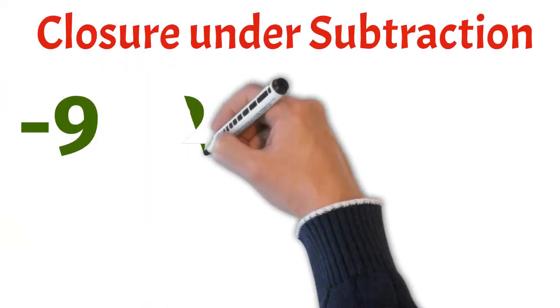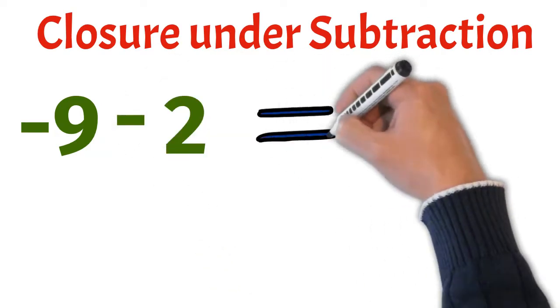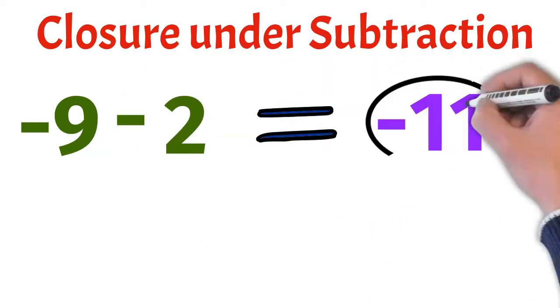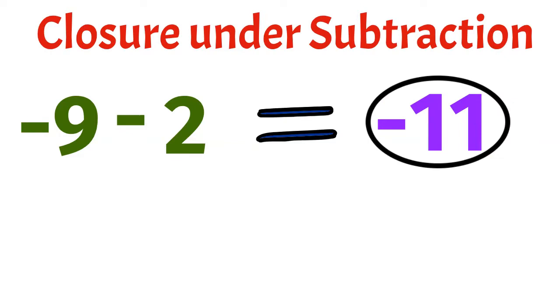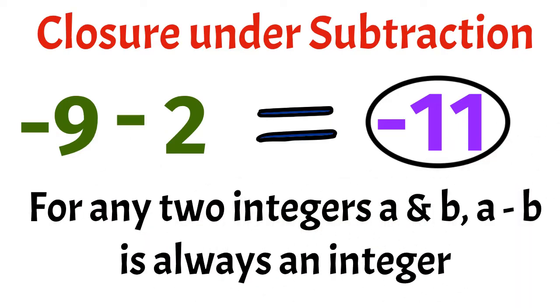For example, minus 9 and 2 are two integers. Now, minus 9 minus 2 equal to minus 11, which is also an integer. Thus, we can say for any two integers a and b, a minus b is always an integer.